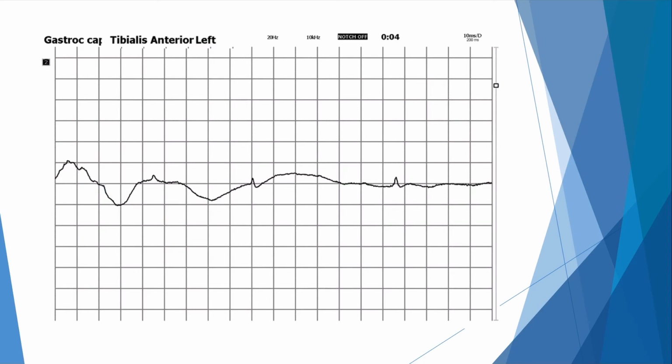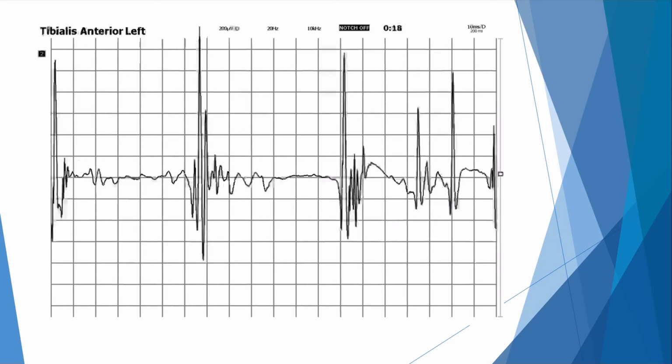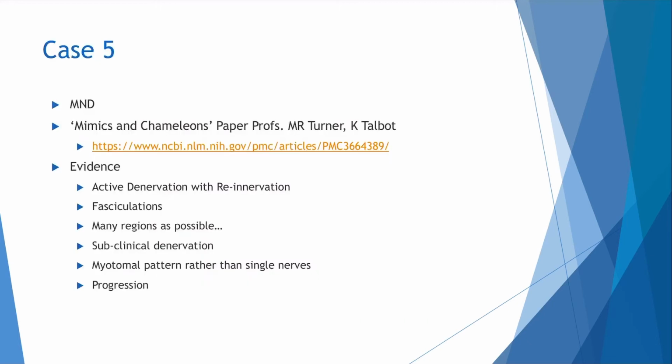So the patient has no symptoms over there. Again, we're seeing some positive sharp waves, and what we can see here also are these enlarged polyphasic units which are present too. So we've got subclinical denervation going on in the lower limbs, and actually this is a case of motor neuron disease.